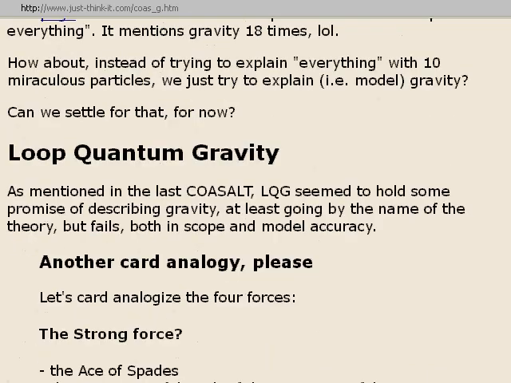As mentioned in the last COASALT, loop quantum gravity seemed to hold some promise of describing gravity, at least going by the name of the theory, but it fails both in scope and model accuracy.